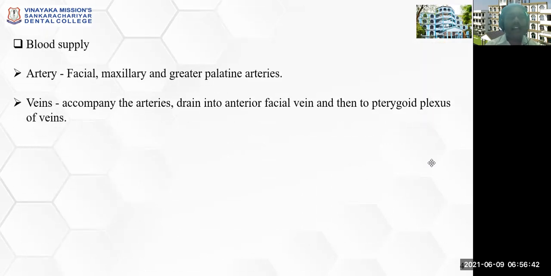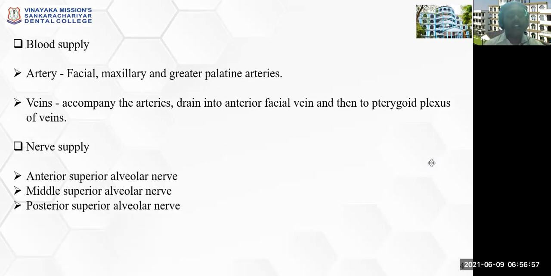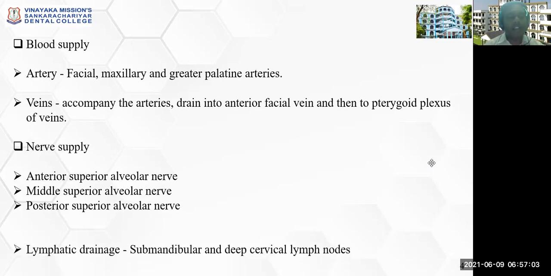Coming to the blood supply, the arterial supply is by the facial, maxillary, and greater palatine arteries. The venous supply usually accompanies the arteries. They drain into the anterior facial vein and subsequently to the pterygoid plexus of veins. The nerve supply is from branches of the maxillary division of the trigeminal nerve: the anterior, middle, and posterior superior alveolar nerves. Lymphatic drainage is again to the submandibular and deep cervical lymph nodes.